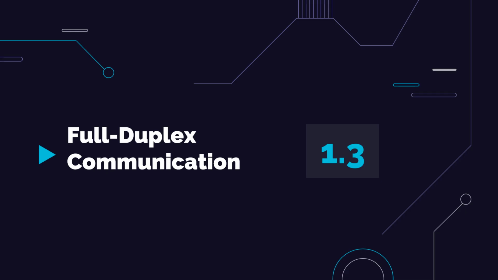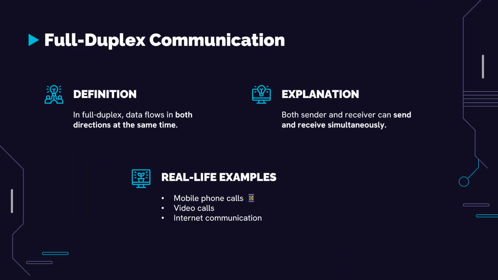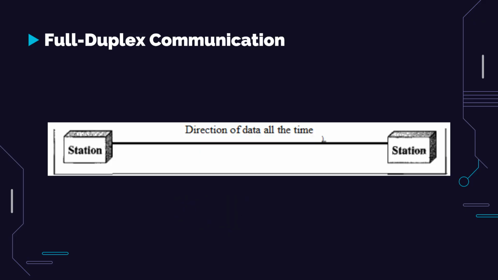Let's see full-duplex communication. In full-duplex, data flows in both directions at the same time, meaning both sender and receiver can send and receive simultaneously. The real-life examples are mobile phone calls, video calls, and internet communications. During a phone call, both people can speak and listen at the same time. This is full-duplex communication. You can see in the block diagram.